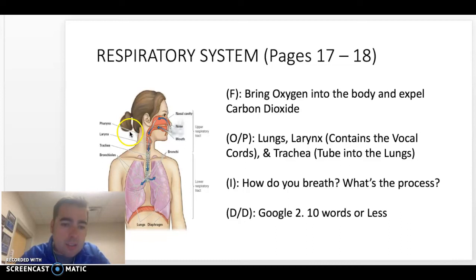Lastly, I'd like you to know what the trachea is, which is right here. That's the tube that leads in and out of the lungs and connects to the mouth and nose. Those are the organs and parts I'd like you to know.